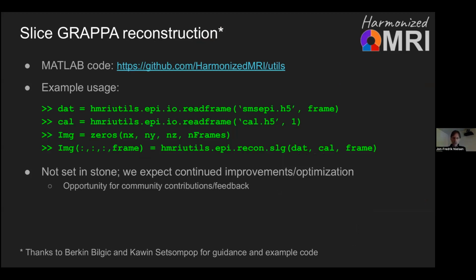The implementation is our own re-implementation of the slice GRAPPA. The details here are not useful, but the basic idea is that the slice GRAPPA reconstruction is available in this MATLAB namespace, basically taking the acquired data and the 2D slice calibration slices, and then reconstructing the data. And so this is kind of an initial version.